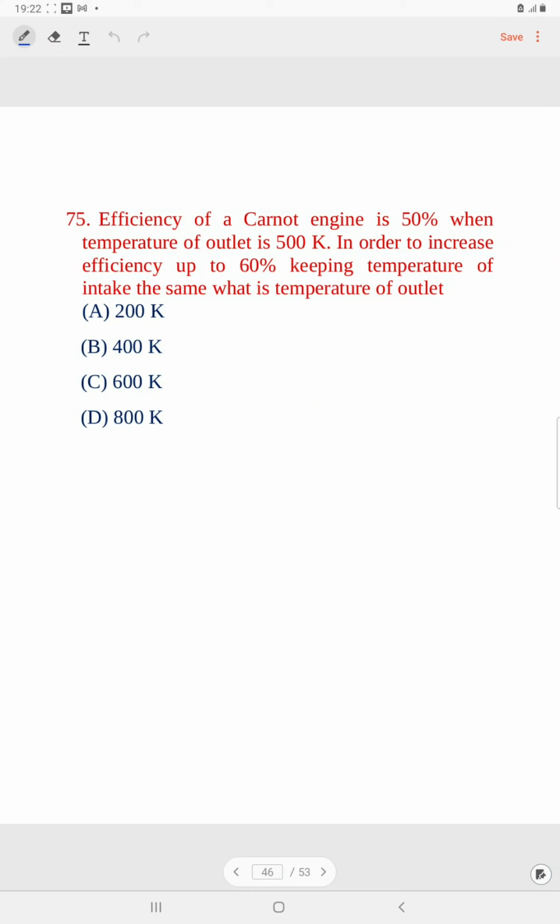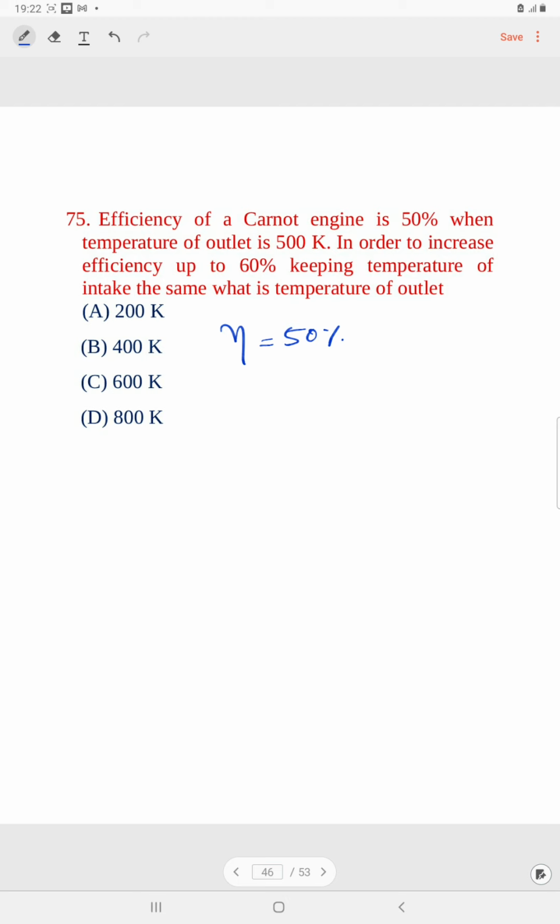Friends, let us continue the CET questions on thermodynamics. Now we are in question number 75. The efficiency of a Carnot engine is 50%. When the temperature of the outlet is 500 Kelvin, in order to increase the efficiency to 60%, keeping the temperature of intake the same, what is the temperature of the outlet?